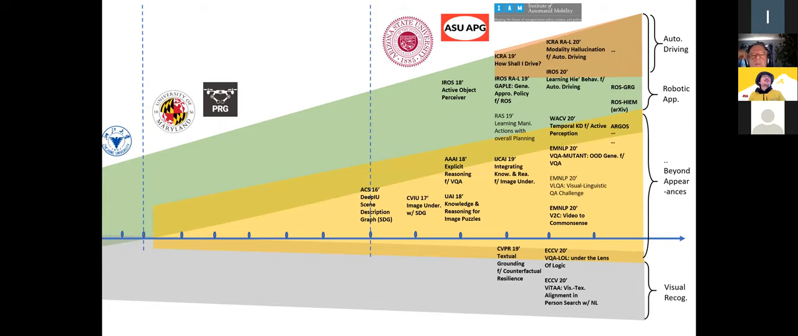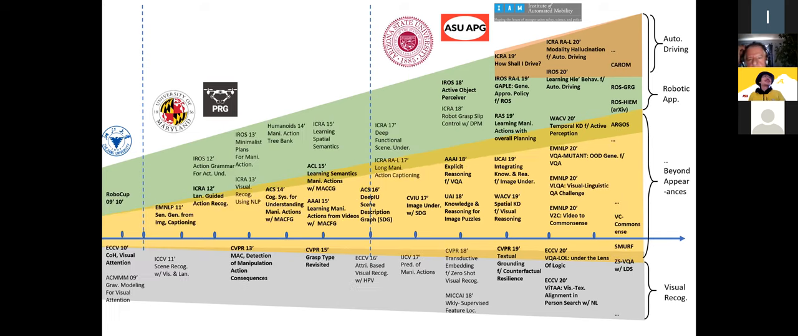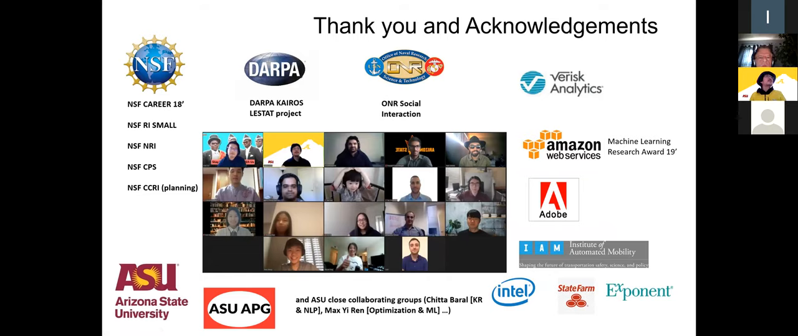This is what we are working on for the autonomous driving part, putting things together also with the routing work that I've been doing with Yannis in the early days, which shows the whole landscape of the research. With that being said, I want to acknowledge all the funding sources, including NSF CAREER, RI-Small, NRI, CPS, CCRI, DARPA KAIROS, ONR Social Interaction, and IAM, which is essentially an umbrella institute hosting Intel, State Farm, and Exponent. And the current members of my lab and close collaborators: Chitta Baral in knowledge representation and NLP, and Max Erin in optimization and machine learning. Many of the math is figured out by him, so I want to attribute a lot of the work to him.